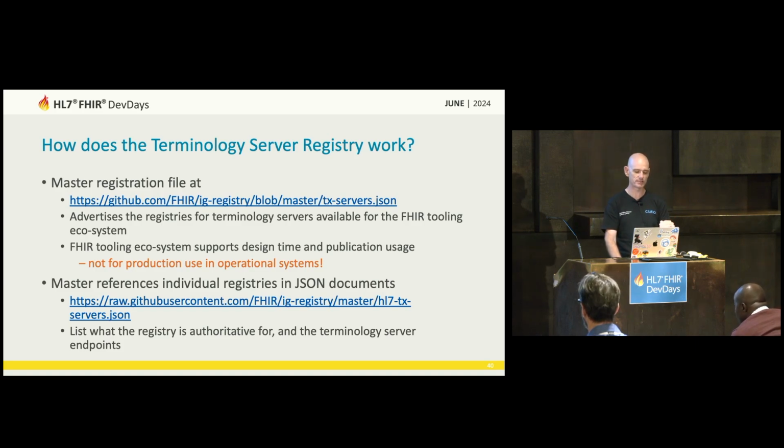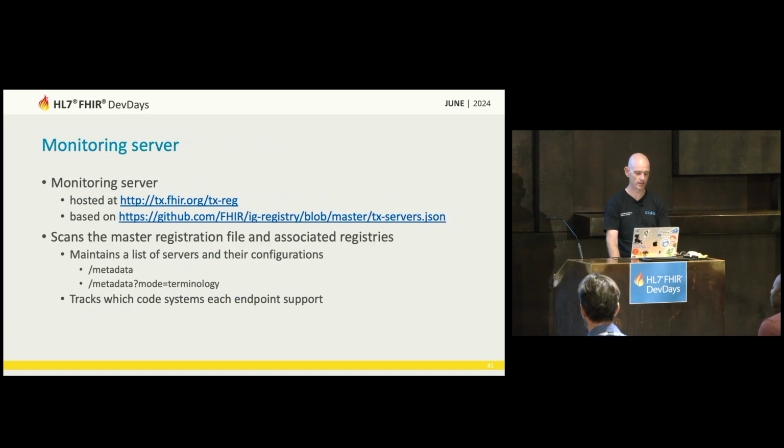And so this master references these individual registry documents. There's an example of one there, which is actually in GitHub as well. So that's the HL7 terminology servers. And each one of those individual registries will basically advertise what they're authoritative for and the terminology server endpoints that they have that are authoritative for those particular sources.